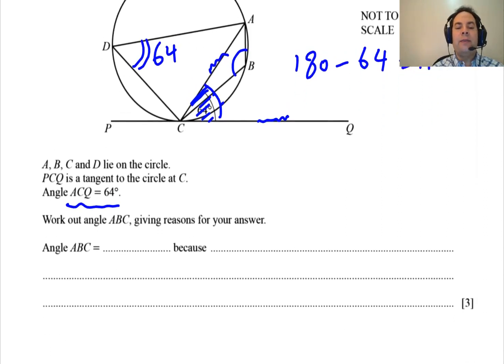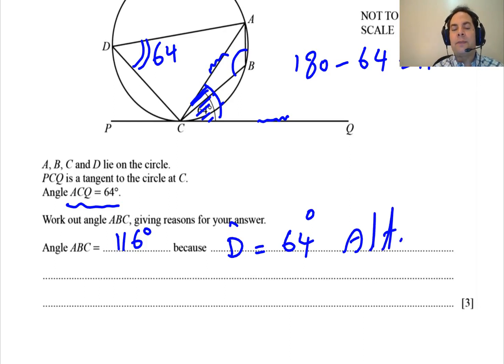So how to show that in your answer? Work out the angle ABC, give a reason for your answer. The answer is 116 because of what? Explain how to get the angle D first. I will write: measure of angle D is 64 degrees. So what is the reason? Alternate angle, or you can say alternate segment theorem.